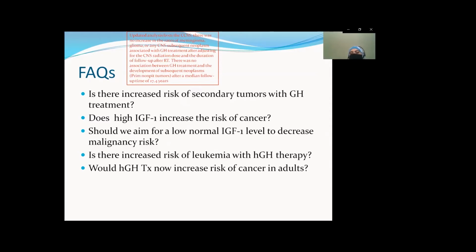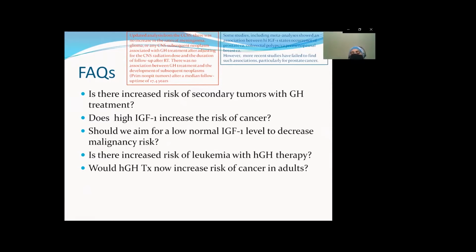Secondly, does IGF-1 increase the risk of cancer? There were some meta-analyses that showed that higher IGF-1 levels were associated with prostate, colon, and I think breast cancer as well. But more recent studies have not shown that association.